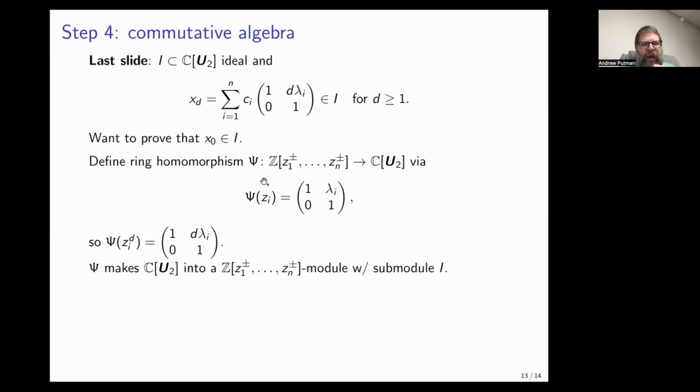And so I want to make an observation. So what does this do? This turns the group ring into a module over this ring of Laurent polynomials, right? A left module. I guess it's commutative. We're in a commutative situation, so it's just a module. And it has a submodule I, right? And I know that if I take x sub d, that's z_i to the d times this thing right here, I know that's inside I for all i. And I want to show that's also true for z_i to the 0, right?